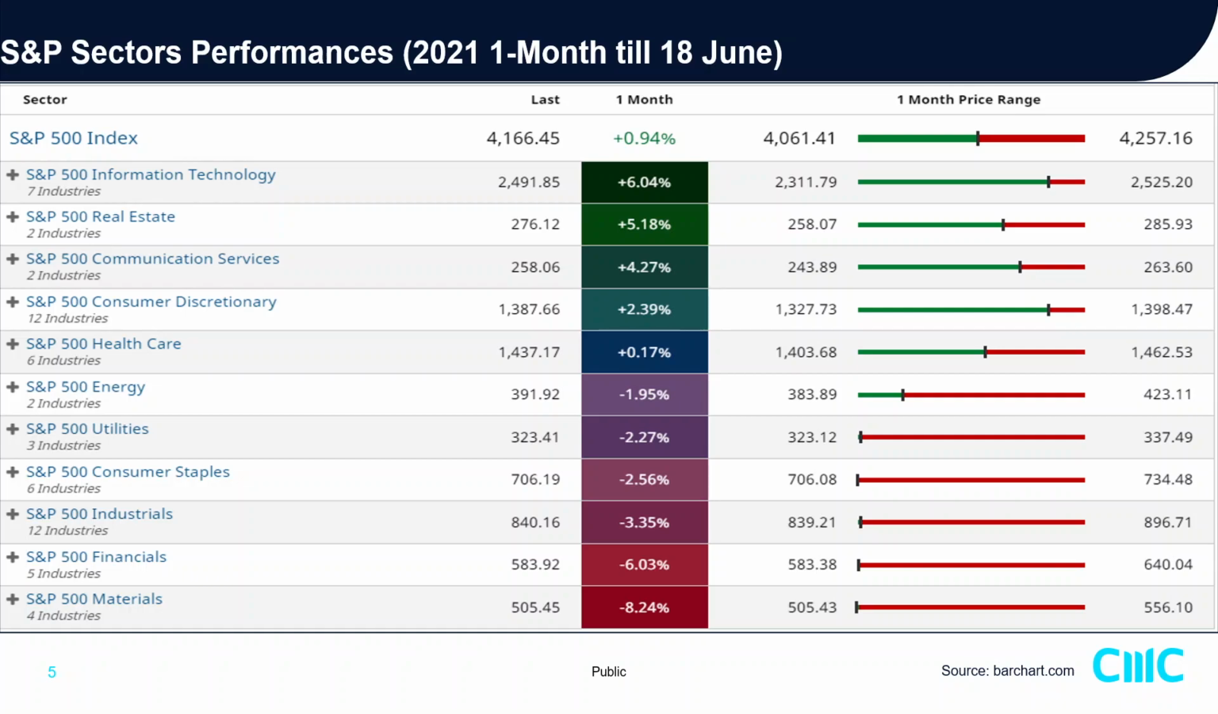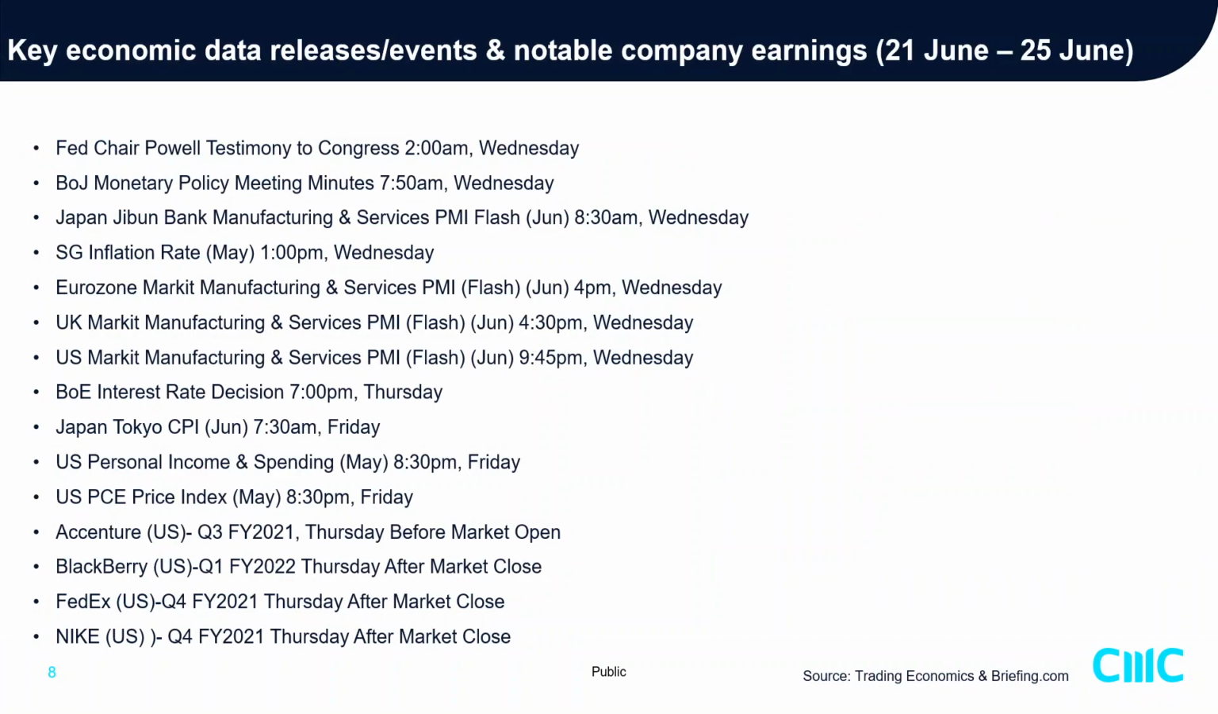All right. So now let's take a look at the upcoming economic events and notable company earnings announcements for this coming week, 21st of June to 25th of June. Bear in mind, all the time and date over here are Singapore time. The one coming out will definitely be Fed Chair Powell's testimony to Congress at 2 a.m. Wednesday time. So everybody will be glued to their screens. Like I said again, I believe more or less it will be the same story as the press conference.